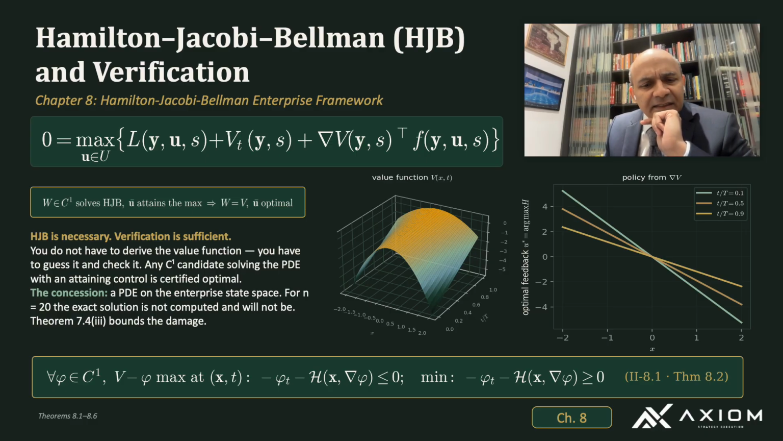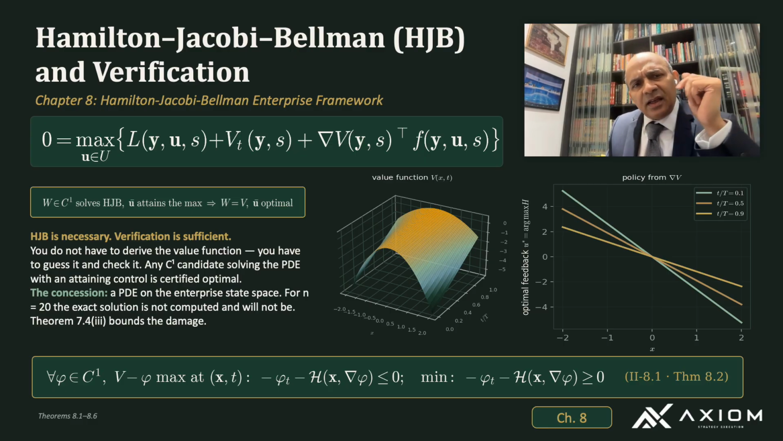Theorem 8.6, optimal enterprise policy representation. An enterprise control is optimal exactly when it follows the Hamiltonian maximizing feedback law, and along an optimal trajectory, the Pontryagin costate equals the gradient of the value function, linking PMP to HJB as two representations of the same optimum.